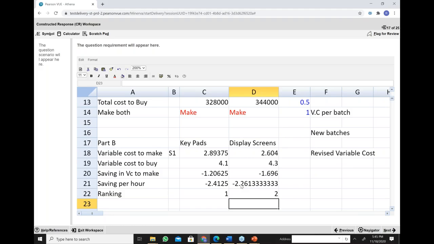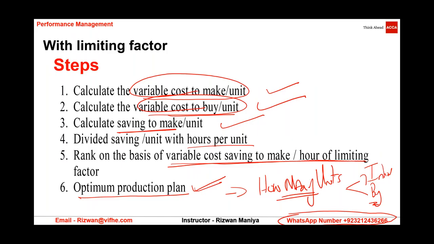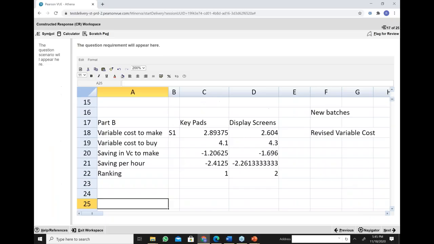And why are we ranking here? Because we don't have labor hours. So yeah, this is step number 5 that I performed. Rank on the basis of variable cost saving to make per hour of limiting factor. So you will produce that product first that gives you more saving to make in-house, right? Okay, so now the last is optimum production plan. Let's make optimum production plan here.